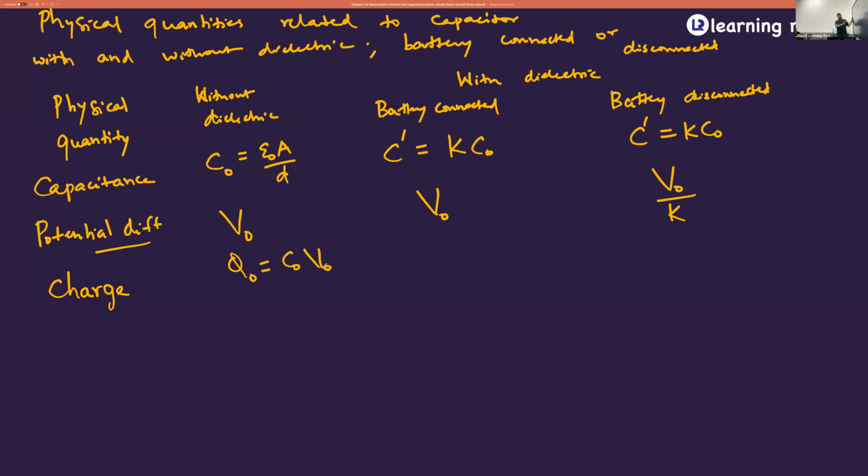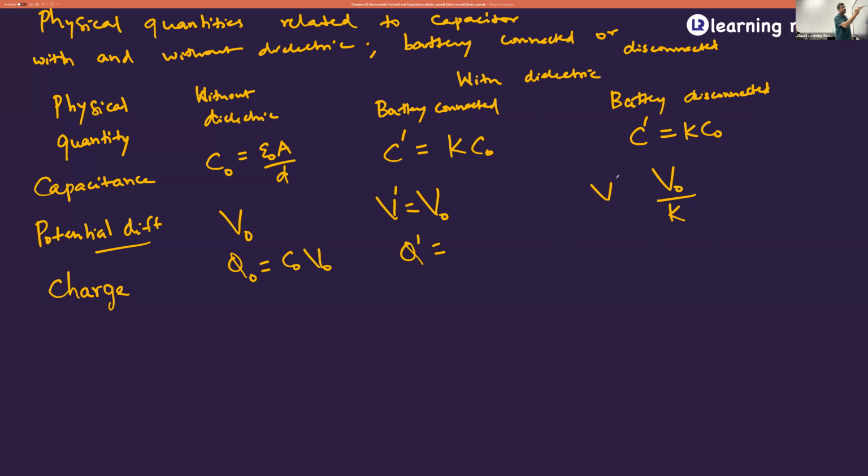Then what will happen to the charge when the battery is connected? Remember, you have inserted the dielectric, and you have the battery connected. Then Q dash will be such that, see, V dash is this thing. Q dash will be equal to C dash into V dash. So how much will you get? You will get K times C naught into V naught.